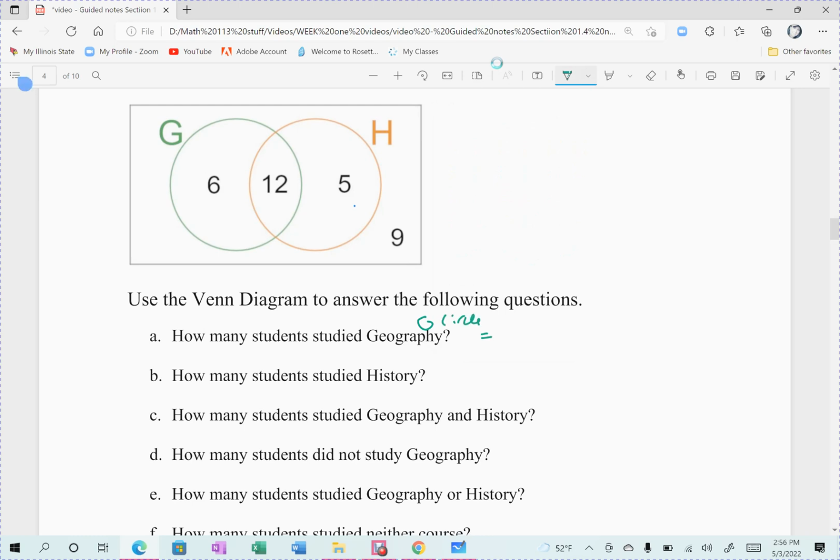Well, there were 6 that only studied geography and 12 that studied both. And so you take the 6 plus the 12, and so that means 18 students said they were studying geography. 6 of the 18 only geography, 12 of the 18 also history.